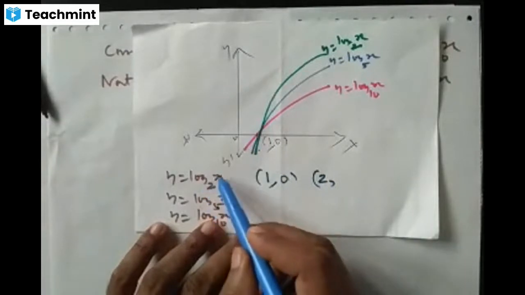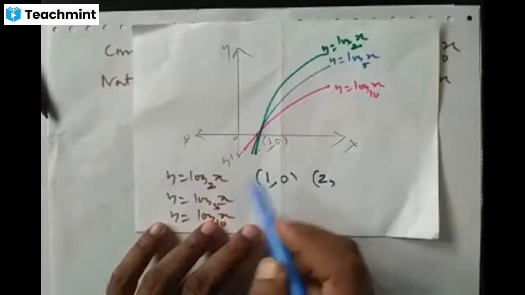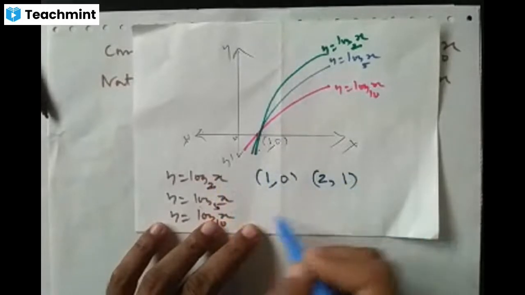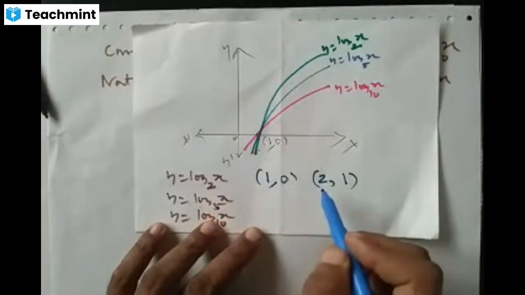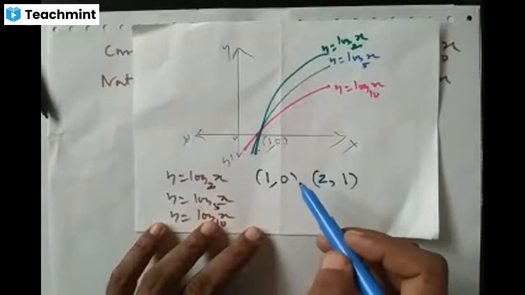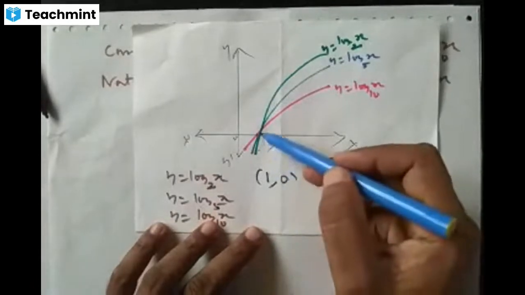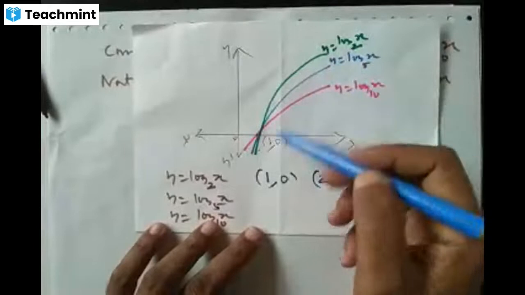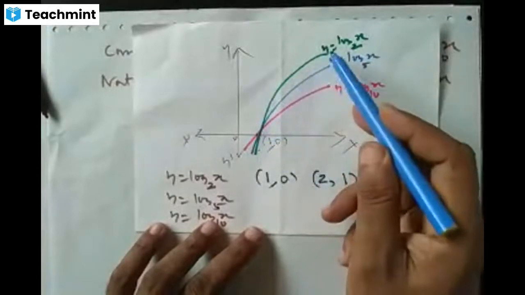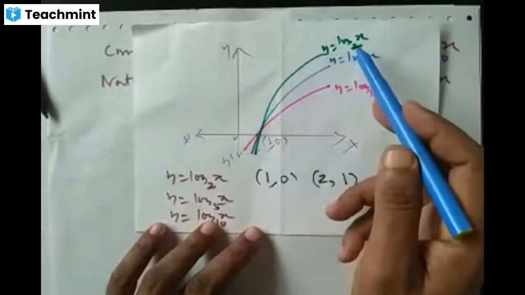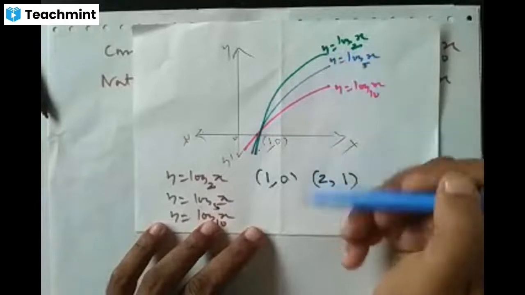Log 2 to the base 2. We know that logarithm of any number to the same base is always equal to 1, correct? So, I will get (2, 1). I got 2 points. So, using these 2 points, I can draw the graph. I have already drawn the graph of function y is log x to the base 2. The green color curve is the graph of the function y is log x to the base 2.